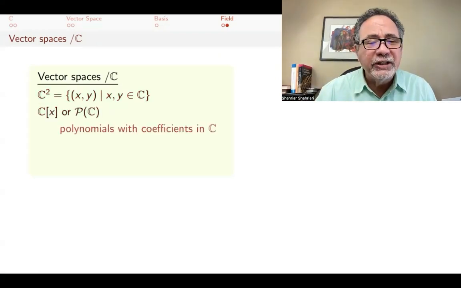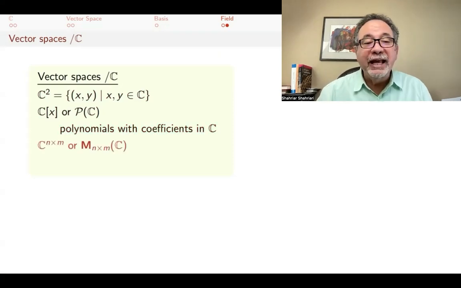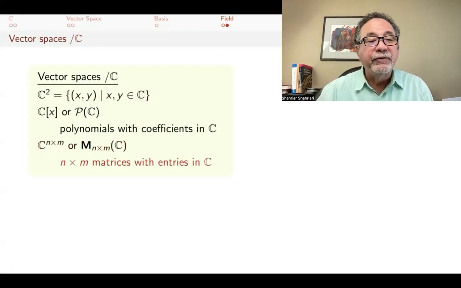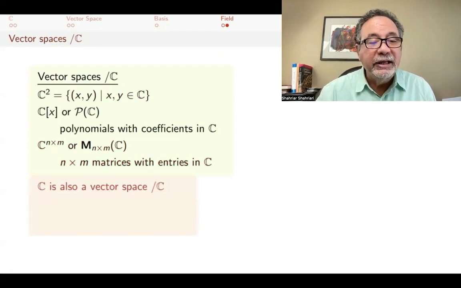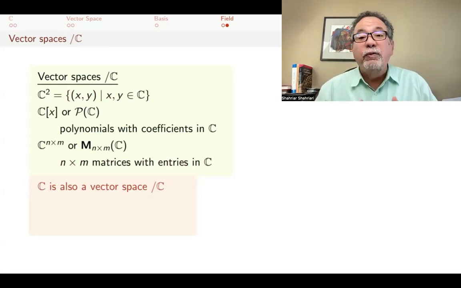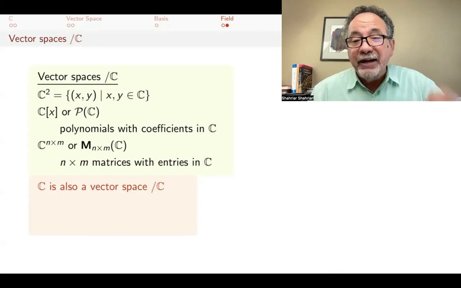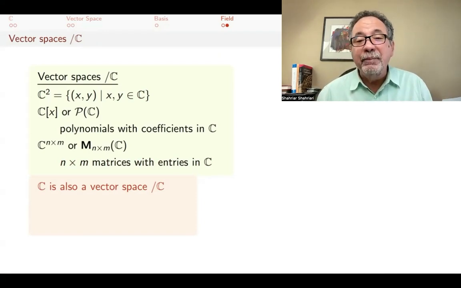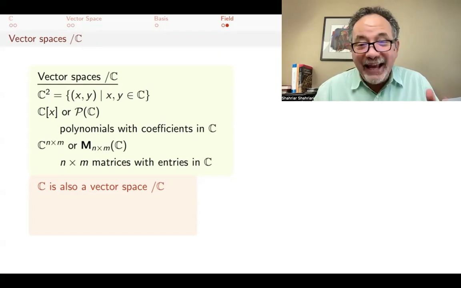Polynomials with coefficients in complex numbers, those form vector spaces. Matrices, n by m matrices with entries in the complexes, those also form vector spaces over the complexes. And as in the final example, C itself is a vector space over C. We had seen that C was a vector space over R, but it's also a vector space over C. You can think of the complexes themselves as being the scalars for C.